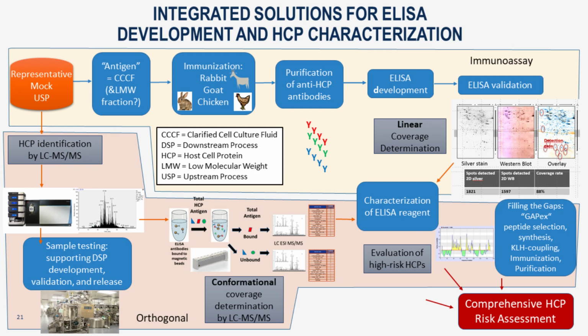In the middle of this slide is showing an immunoassay or immunocapture approach using magnetic beads. Again, I won't go deep into this, but this is just a way of also providing a coverage assessment using mass spectrometry, which is sort of analogous to the coverage assessment shown in the top right-hand side for an ELISA.